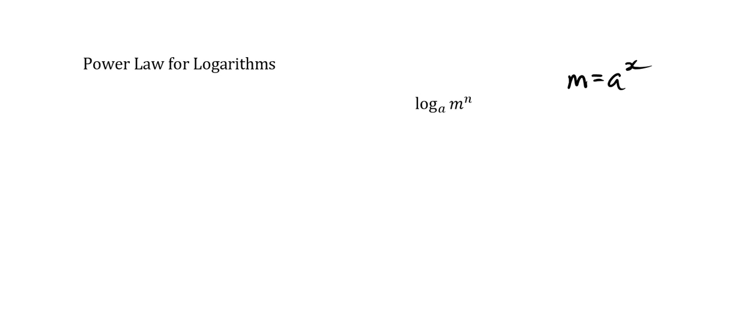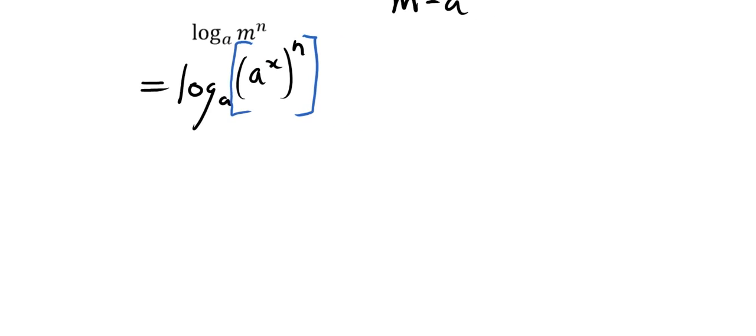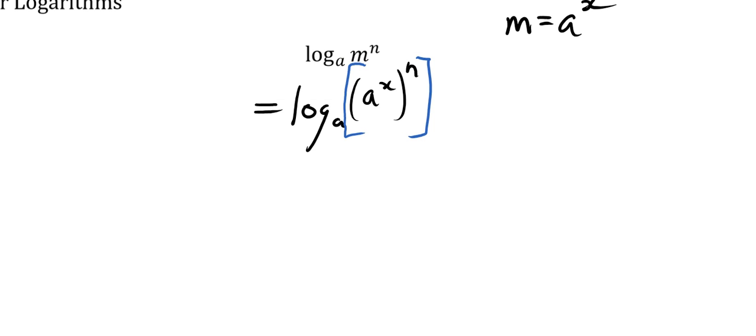So I'm going to take that and plug it in to log base a of m to the n. That means log base a of a to the x, all to the n. And you don't have to do this, but this is the whole argument of the log, right? So if I just look at the argument of the log, a to the x to the n, how can I rewrite that part just to simplify matters for now?